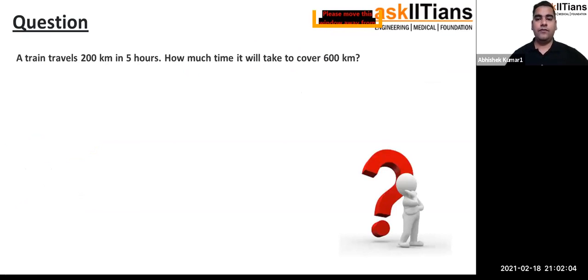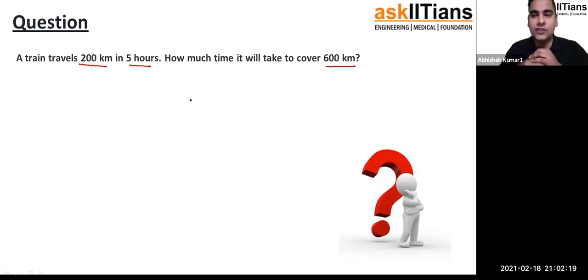Now we have one more problem. Check out. A train travels 200 kilometer in 5 hours. How much time will it take to cover 600 kilometer? And here we have assumed the speed of the train to be constant, means it is uniform speed.